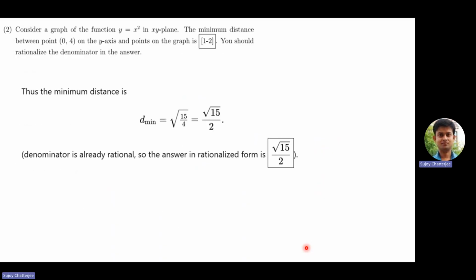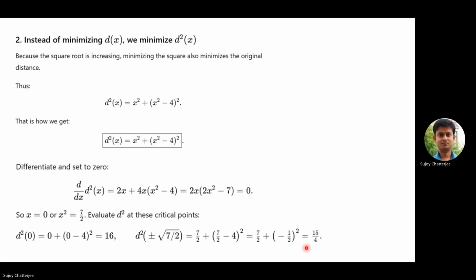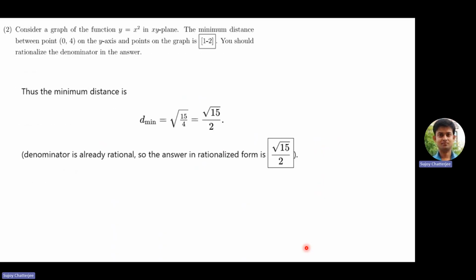Yes. So the minimum distance d minimum is obtained as root over 15 by 2, and this is the answer. The denominator is already rational, so the answer is in rationalized form only. So the square root of 15 by 2 is the answer to this question. That means this is the minimum distance between the point (0, 4) on the y-axis and the points on the graph y equals x squared, which is a parabola.